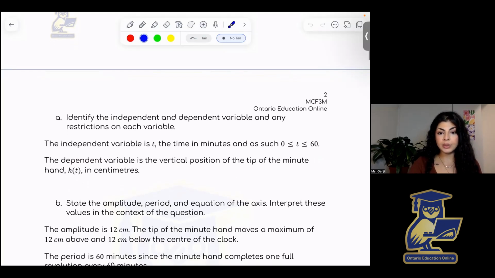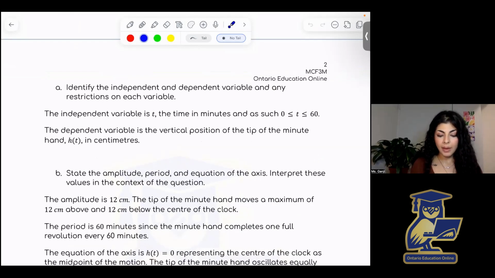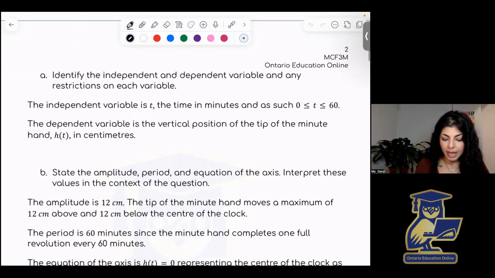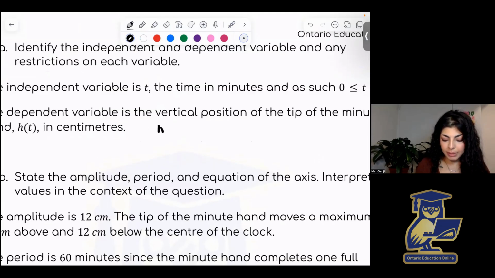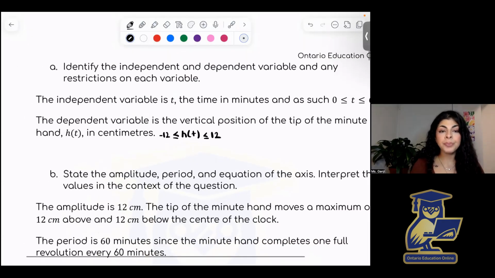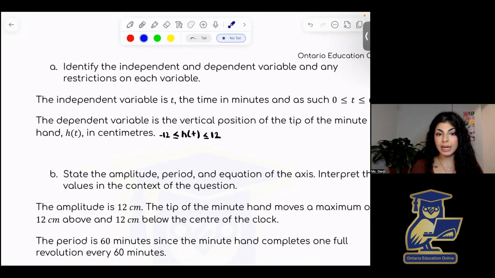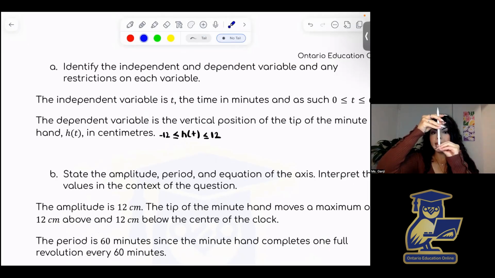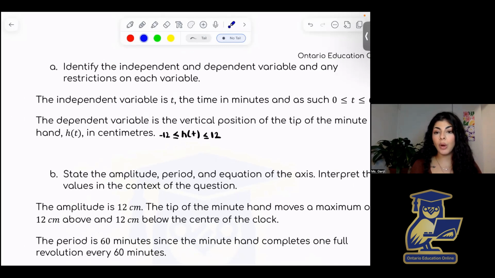For this as well, and I will add this in for you after, we do actually have a restriction, because h of t is going to be between negative 12 and 12 centimeters inclusive. The reason for that is the length of the minute hand is 12 centimeters, which means that from the center, when it is directly above, this is 12 centimeters, and when it is directly below, that's negative 12 centimeters. So we can't go past that height, so we do have a restriction there as well.